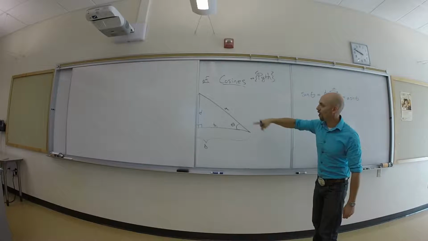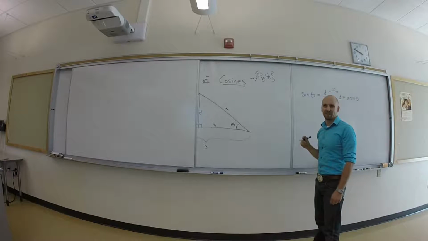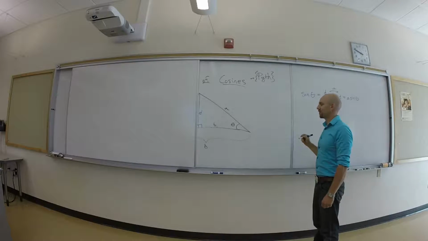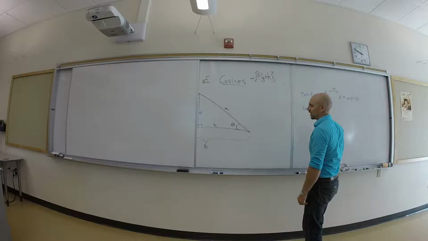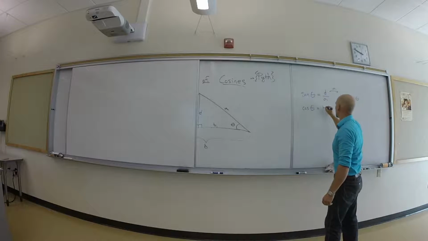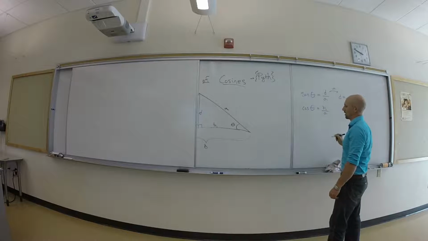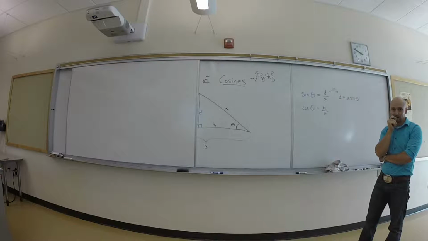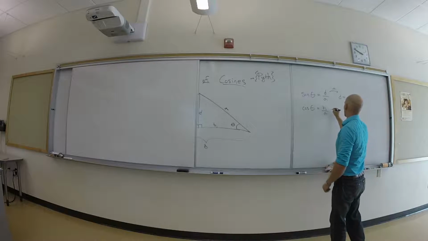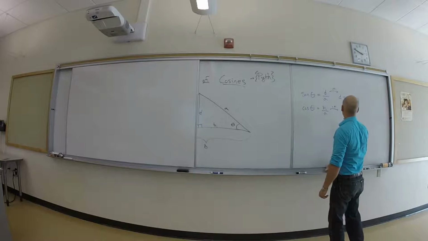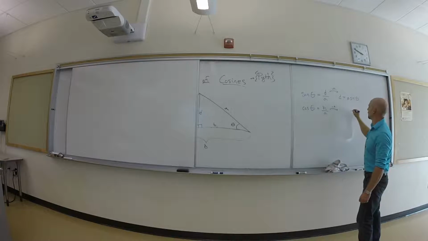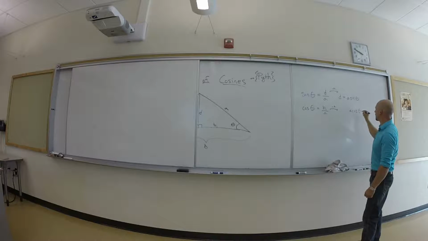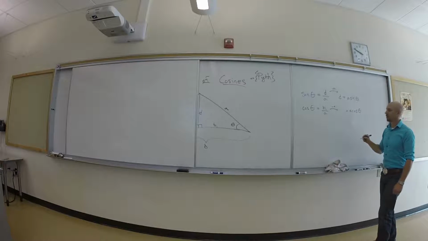Okay. How about B1 and A? How are those related? Cosine. Let's see. So if I do cosine of theta, I'll get what? B1 over A. Okay. So I multiply by A, and I get what? Cool. And A cosine theta is what? B1.